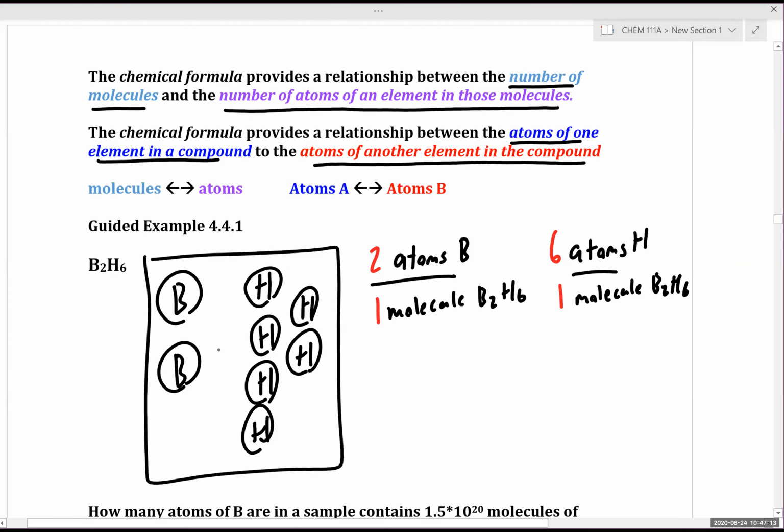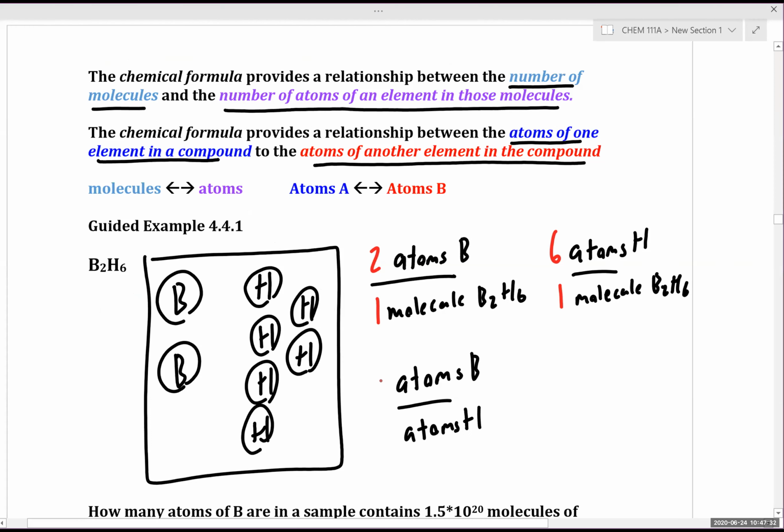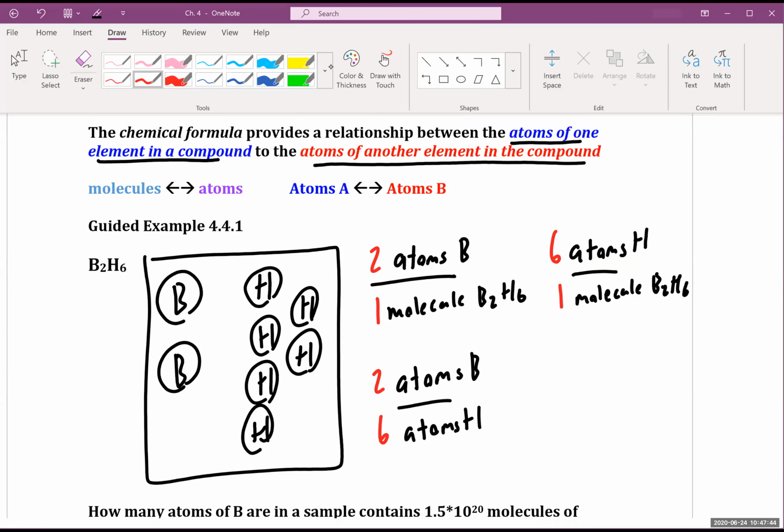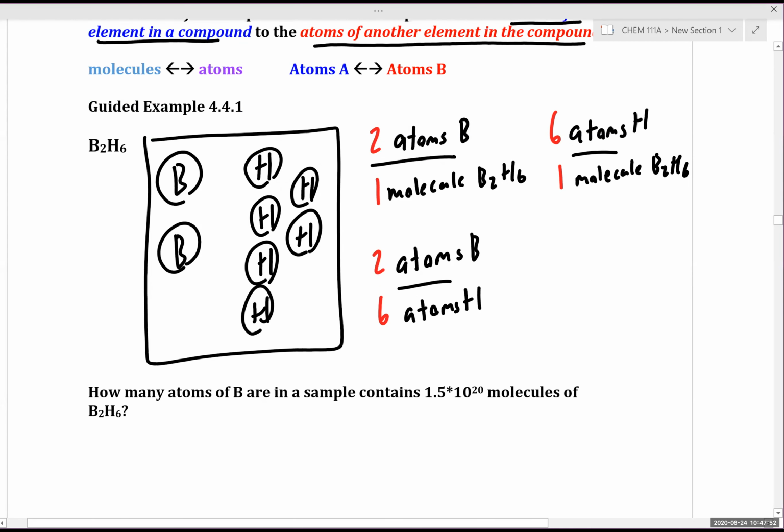Finally, if we want to do an atom-to-atom relationship, how many atoms of boron do we have per atom of hydrogen, or per atoms of hydrogen? What is our atom-to-atom ratio? Yep, exactly right. So we have 2 atoms of boron per 6 atoms of hydrogen. Perfect. So we're used to looking at our chemical formula and generating these formula ratios. Wonderful. So let's apply this.